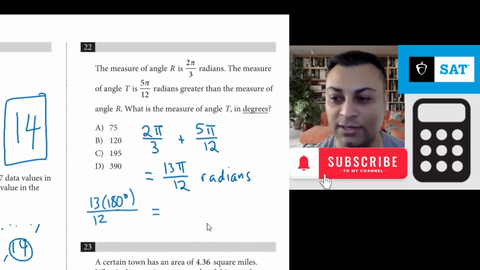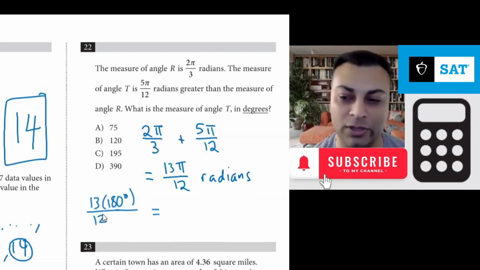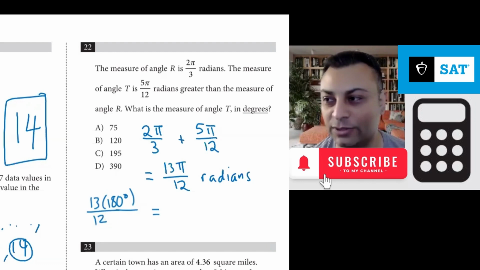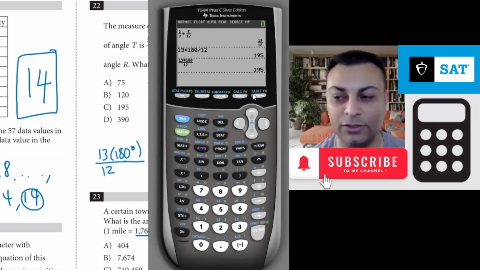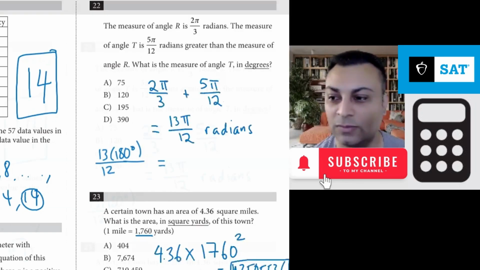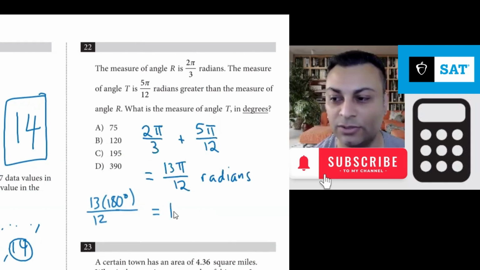Of course, you can see that the 13 over 12 is just more than 1, and 195 is just more than 180, just slightly larger than 180. But let's use the calculator, of course. So here we go. 13 times 180 over 12, or the fraction way is better. Let's do that one. 13 times 180 over 12. You get 195. So the final answer is 195 degrees, which is option C.